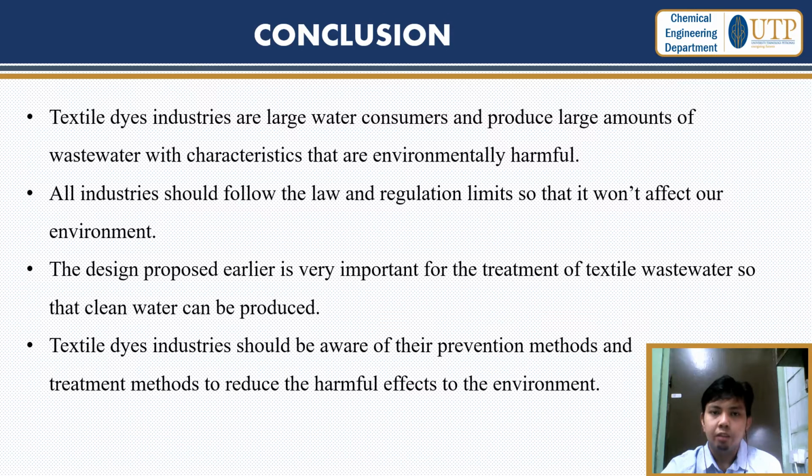This can be done by efficiently controlling the water consumption and product wastage in the textile dye processing plant. All industries also should follow the law and regulation limits so that it won't affect our environment. The design proposed earlier is also very important for the treatment of textile wastewater so that clean water can be produced. Last but not least, the textile dye industry should be aware of their prevention methods and treatment methods to reduce the harmful effect on the environment by giving importance to this implementation as much as they prioritize production methods.